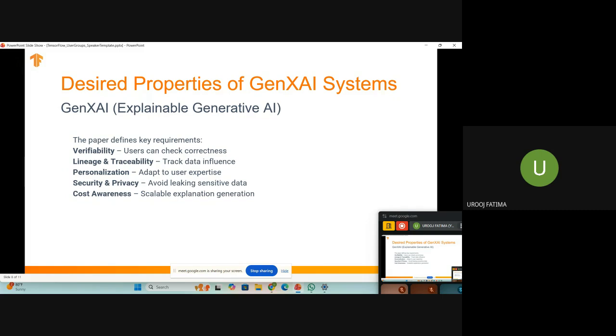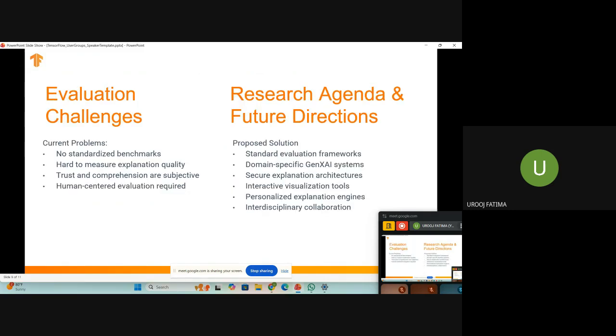So here is something interesting. How do we even measure if an explanation is good? It's not like accuracy. We have to ask, how do we understand it? Does it increase trust? So it's still an open research area. The current problems defined in this paper are no standardized benchmarks, and difficulties in measuring explanation quality. Does the user understand that specific explanation, or trust it? Does that explanation build trust? Human-centered evaluation is also required.